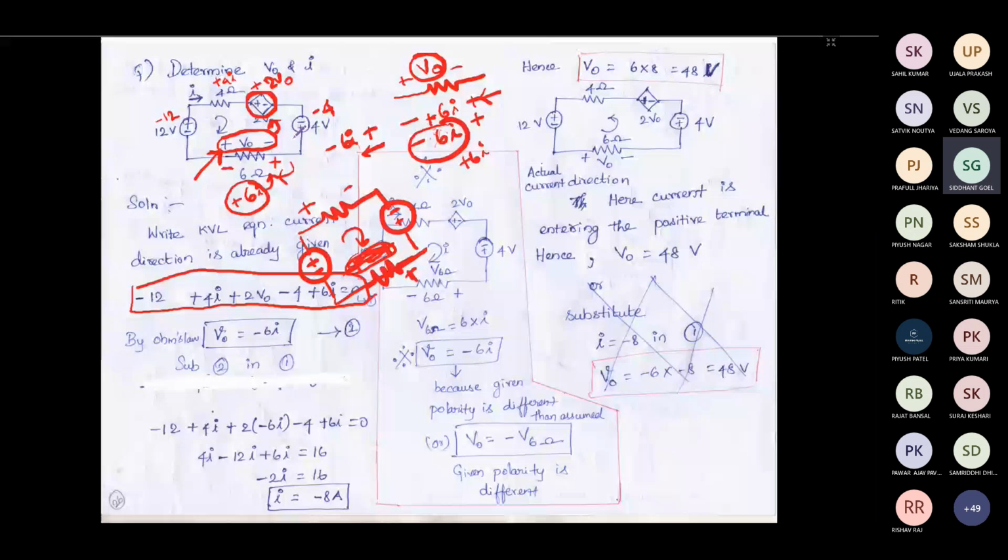Do you understand this point? If you have doubt, ask now itself. I have taken V naught as needed in the circuit, so it is going to be opposite to what we have assumed. So I should consider it as minus 6I. If you have doubt, kindly ask now, else we will proceed further.